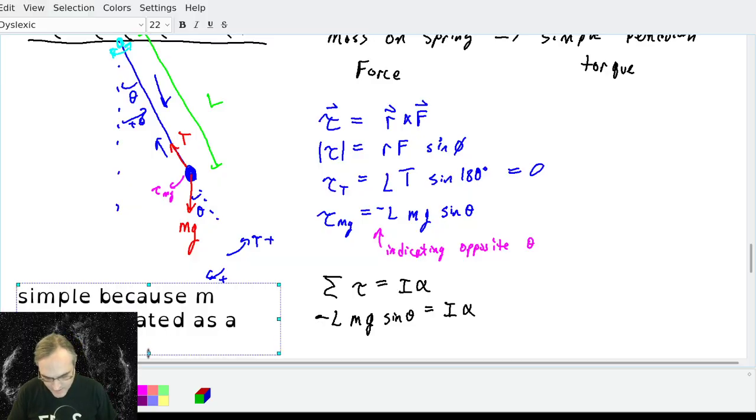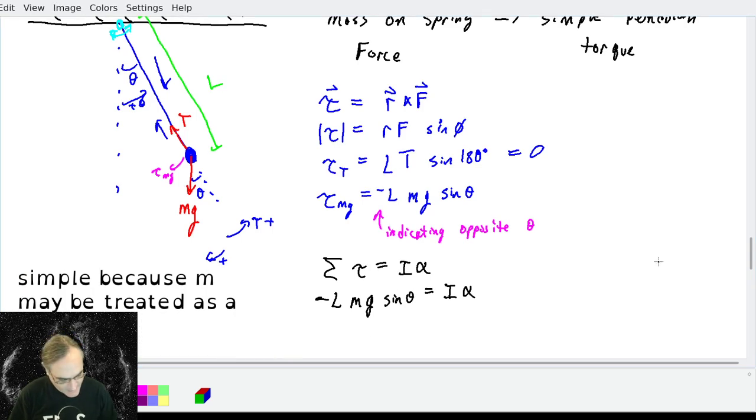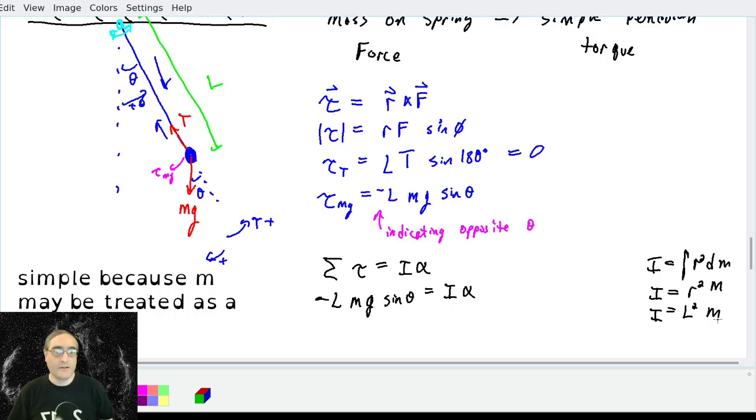So that means we need to figure out what I is for a point mass. And it turns out that's actually relatively easy. The way you figure out what a moment of inertia is, it's the integral of the distance squared with the mass. And in this case, since all the mass is at one point, it just ends up being r squared times m. Or, more to the point, L squared times the mass.